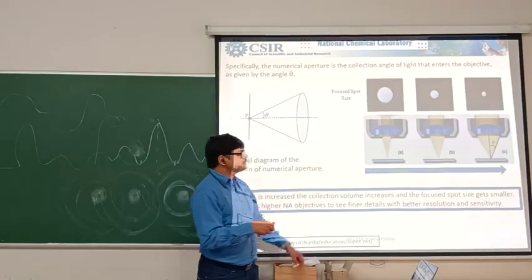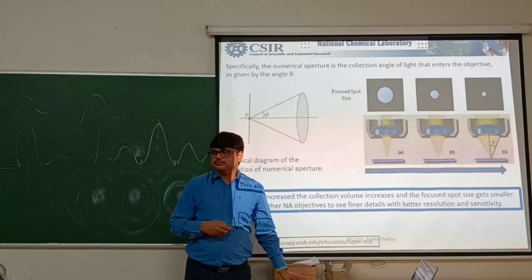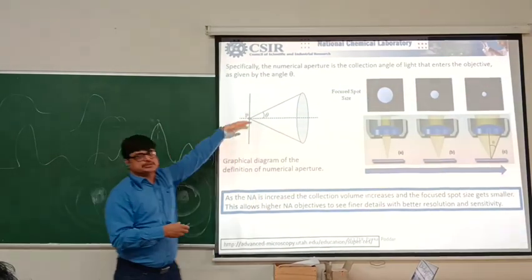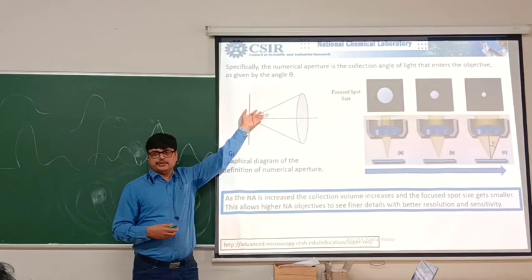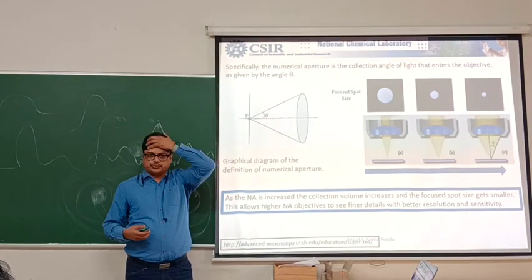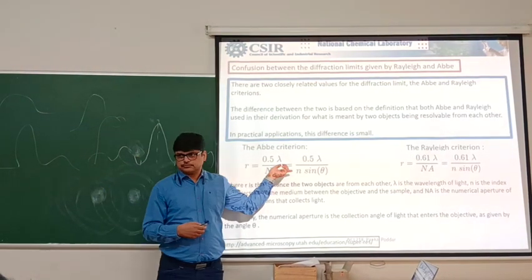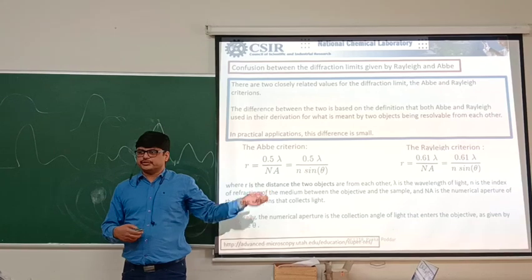And also, focus becomes better when the aperture becomes larger and larger. But you can't make the lens bigger and bigger, right? There is a limit to this. So then you have to decrease the wavelength lambda, or you have to change the refractive index.